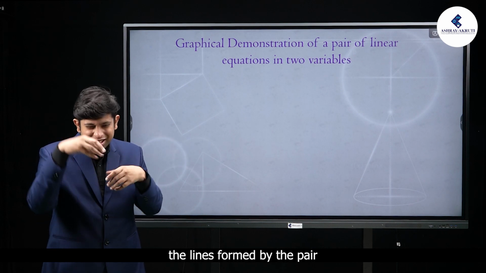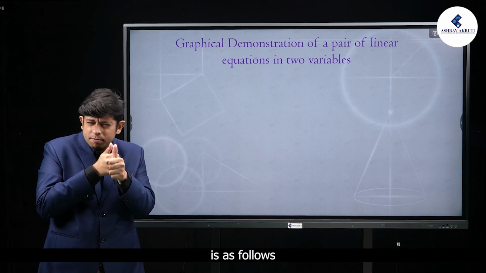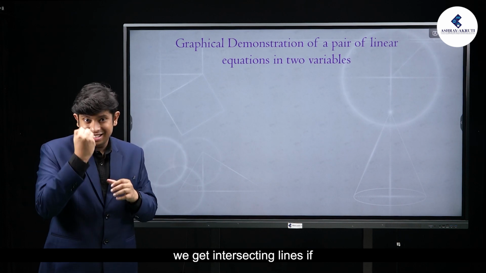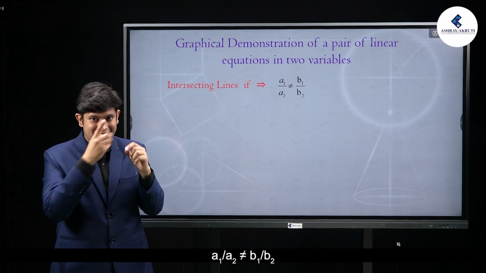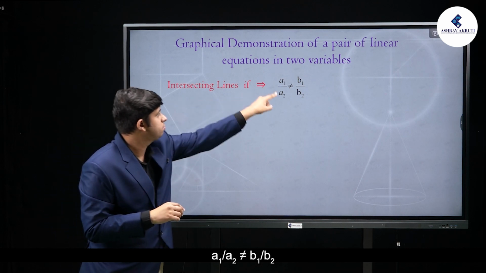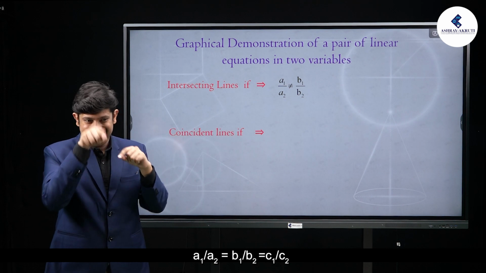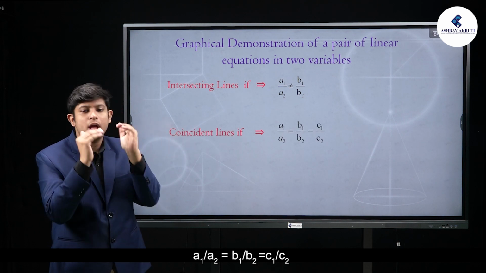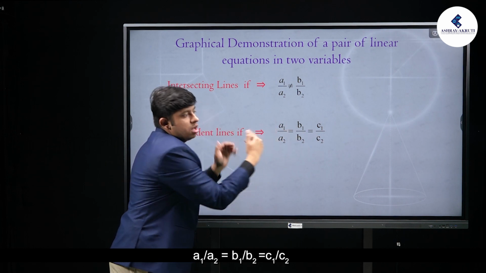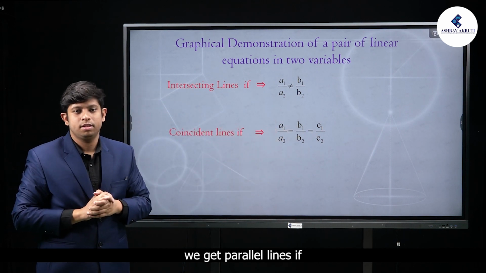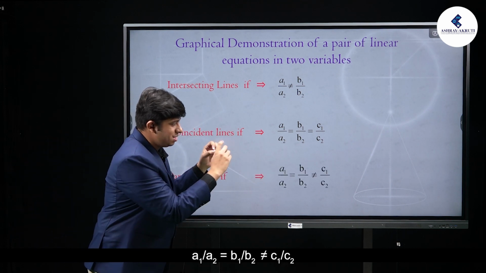The lines formed by the pair of linear equations and the relationship between coefficients is as follows. We get intersecting lines if a1 by a2 is not equal to b1 by b2. Coincident lines if a1 by a2 is equal to b1 by b2 is equal to c1 by c2. We get parallel lines if a1 by a2 is equal to b1 by b2 but not equal to c1 by c2.